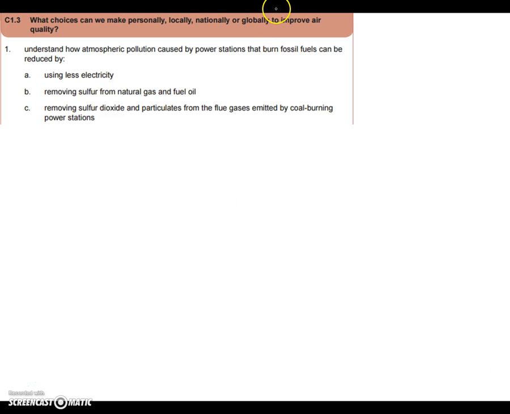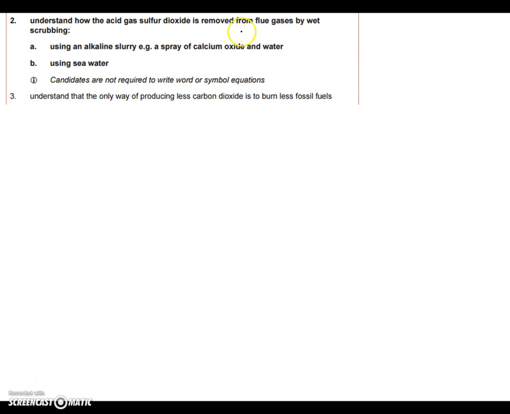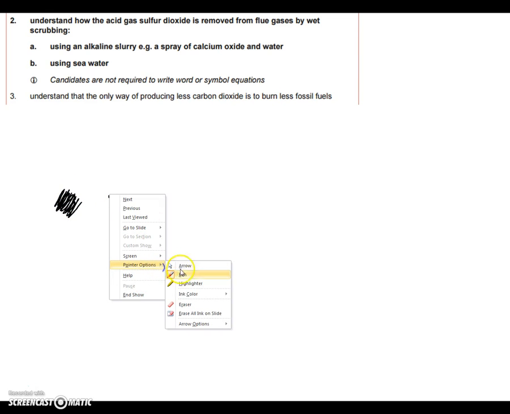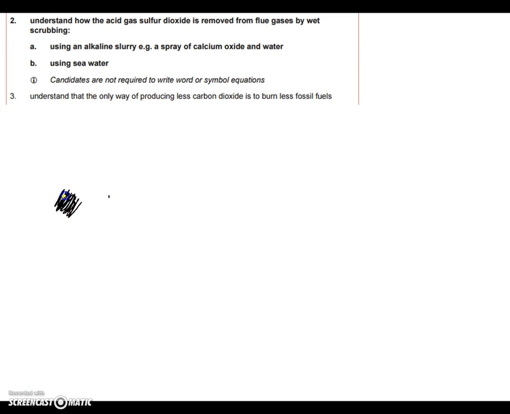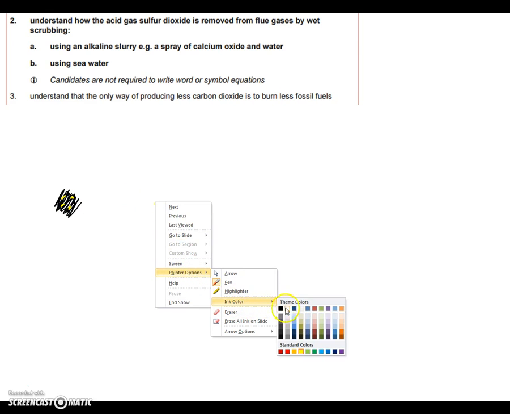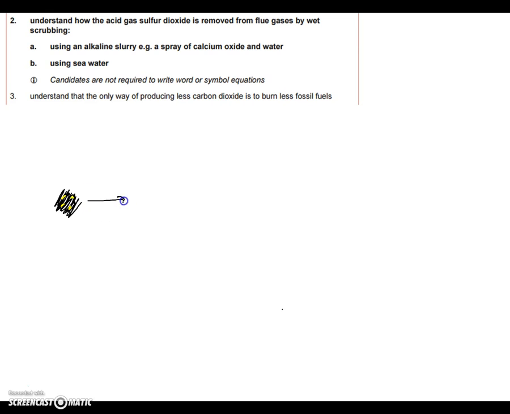Okay, so how do we get rid of it? So if we've got our coal, for example, and we're burning it, and it's got our little bits of sulfur in there, and so we've burnt that, and the CO2 goes up into the atmosphere, and the sulfur dioxide, which we want to get rid of. There's two ways of getting rid of it.